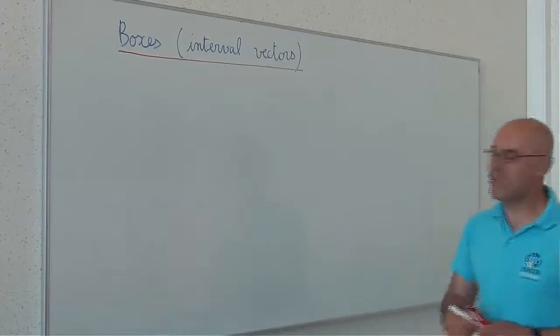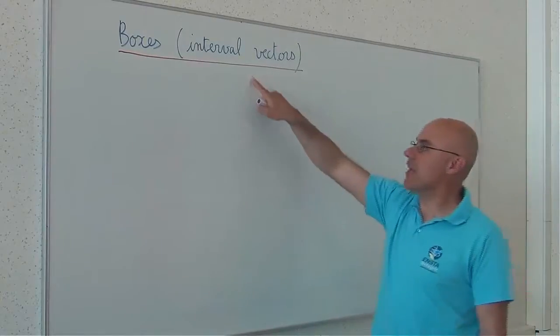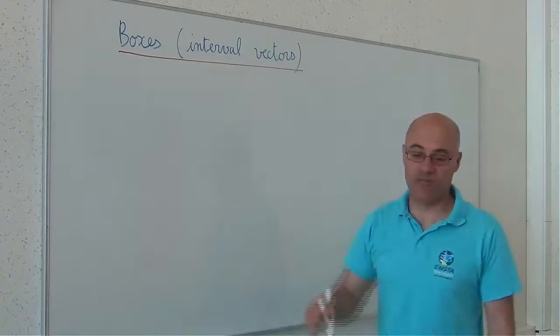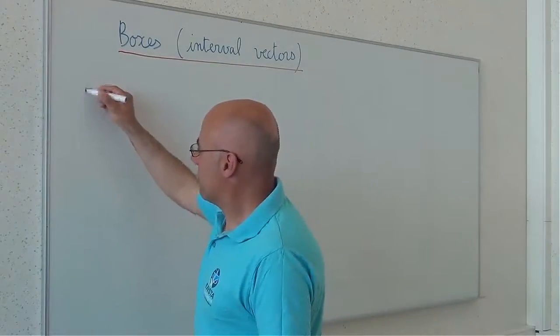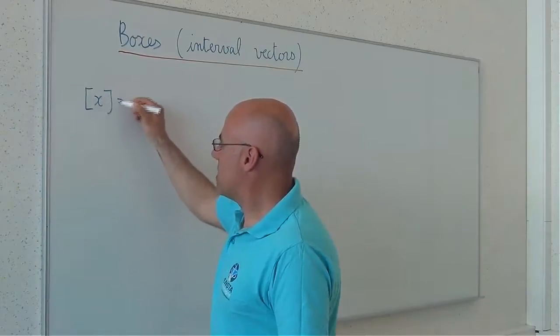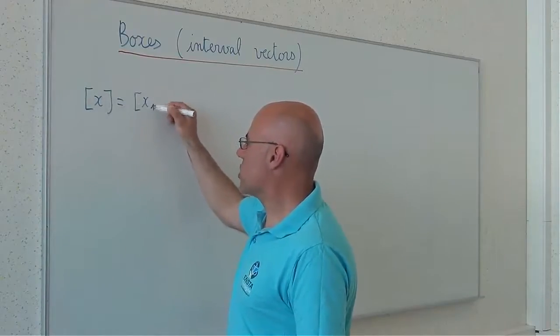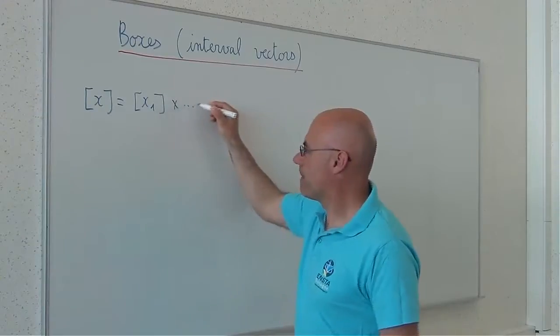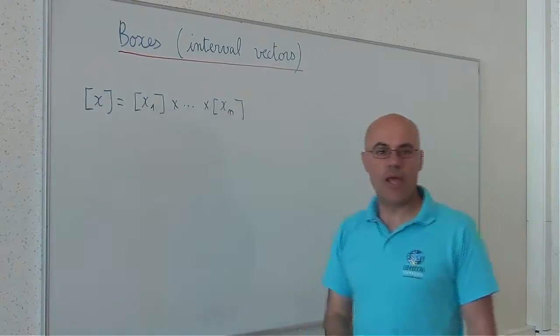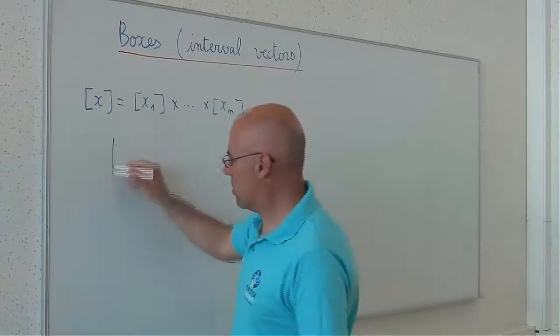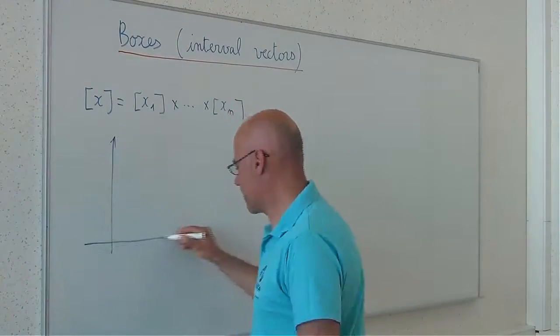I will define now what is a box, and then I will explain why we also call it interval vectors. A box X is defined as the Cartesian product of n intervals. I will consider a small picture to illustrate this.